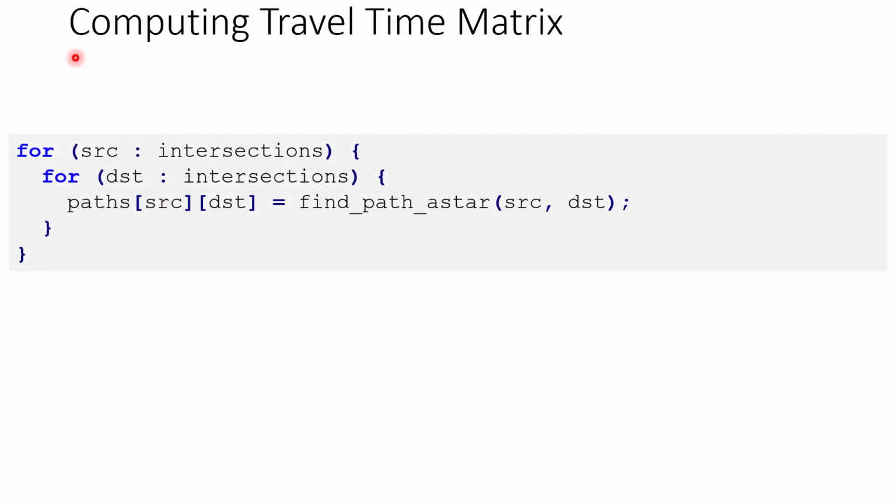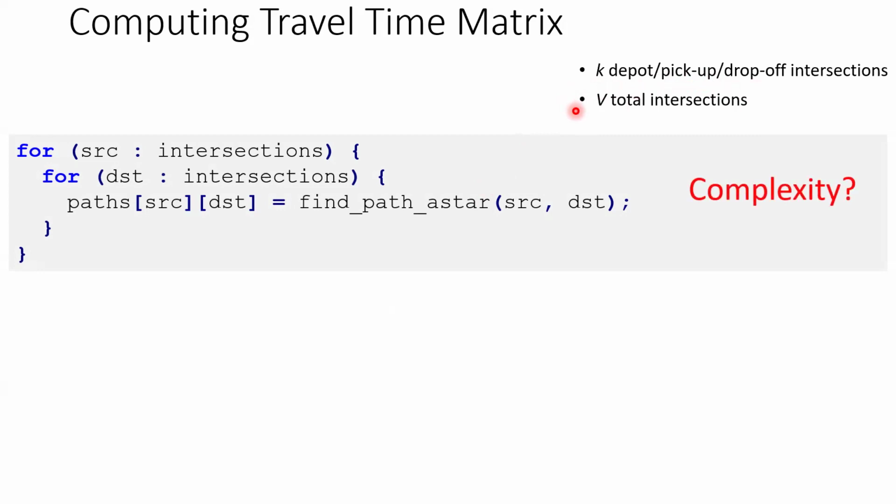There's this example code of running A star to fill out that matrix that I just showed you. So for all of the sources from the interested intersections, like your depots, your pickups, and drop-offs, for all of the destinations, you find out the path from the source to the destination using A star. Let's say we have K depot, pickup, drop-off intersections and V total intersections. What is the complexity of this?